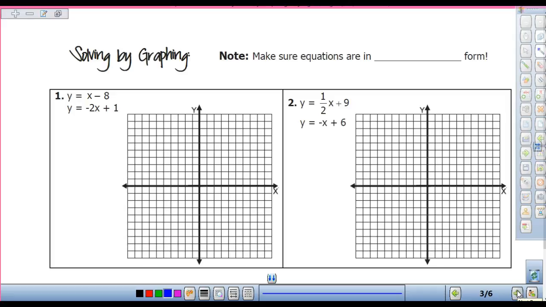Okay, so we have to remember a little bit that if we want to graph these equations, we want them in slope-intercept form. What does slope-intercept form look like again? Y equals mx plus b. What does my b stand for? Yeah, my b is going to be my y-intercept, or my starting point, right? And my m is going to stand for what? My slope. So that's my rise and my run. So that's going to tell me what I'm doing.